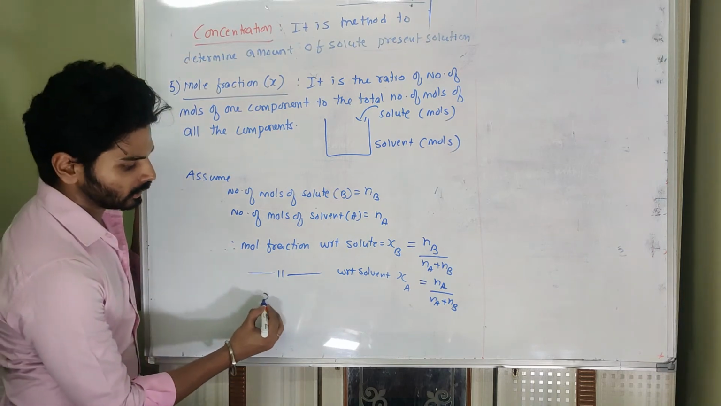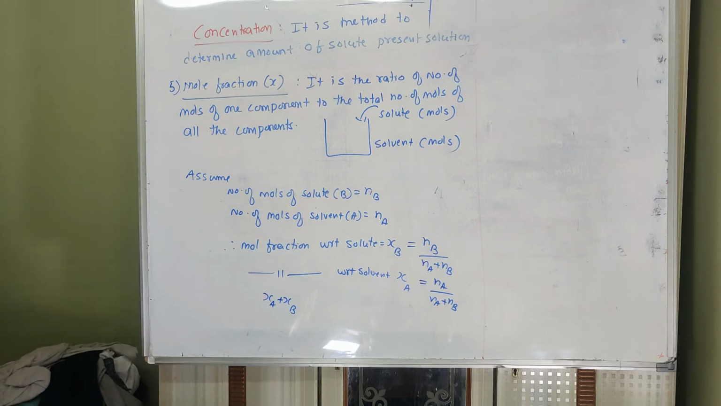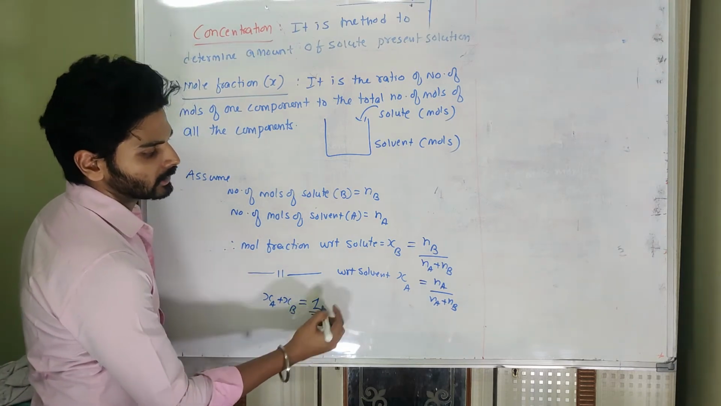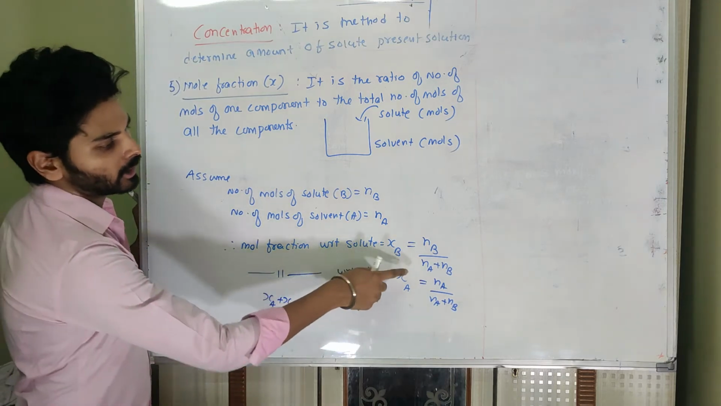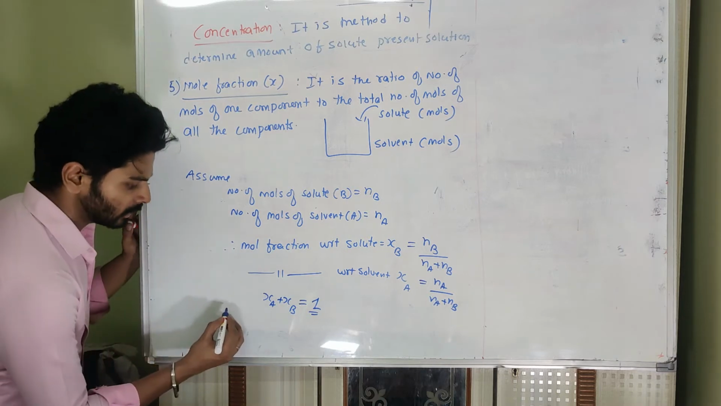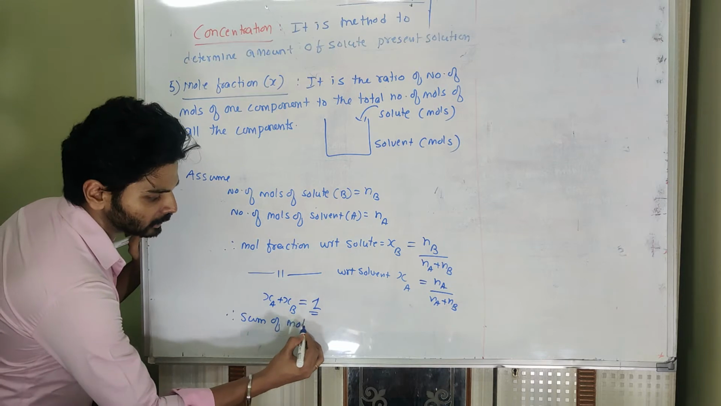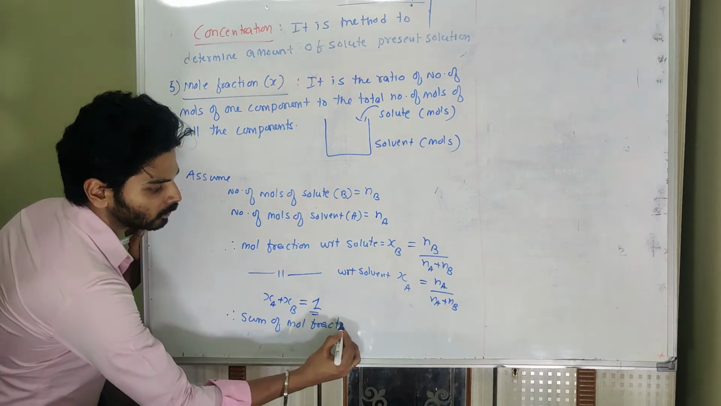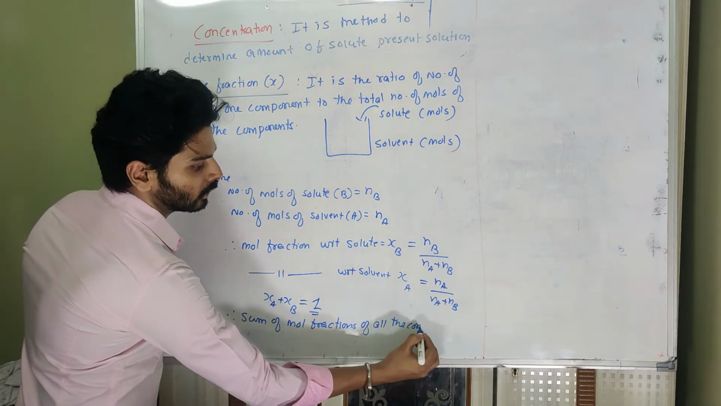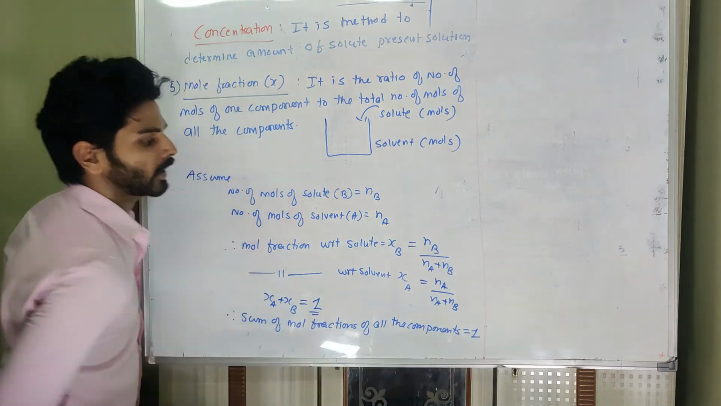So if you see, there are two components, A and B. If I add their mole fractions, it comes out to be 1. You can see NB upon NA plus NB plus NA upon NA plus NB will give us 1. So this indicates that the sum of mole fractions of all the components is always equal to 1.